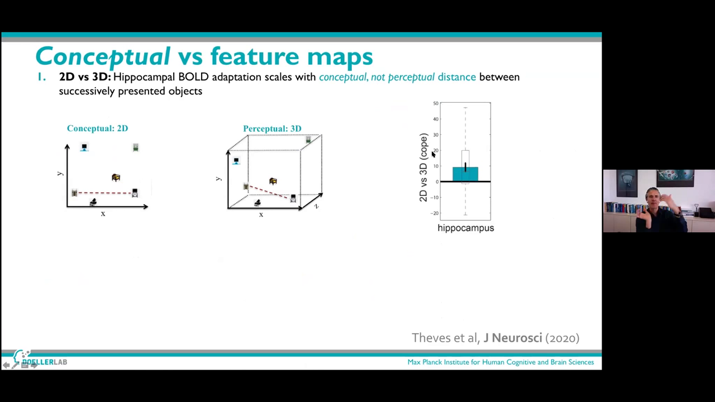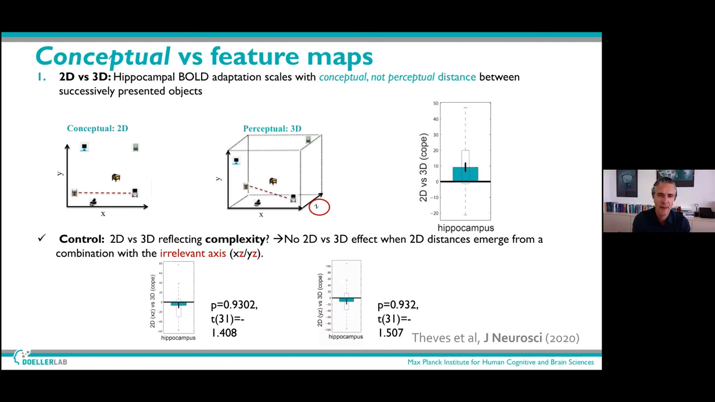Of course, you might wonder whether this effect is significant because the 3D representation is more complex and the 2D dimension is more simple. We did some controls for complexity. You can also define these two other two-dimensional spaces by combining one relevant dimension with the third, irrelevant dimension, and get different distance measures. And we don't see evidence that the hippocampus is sensitive to those distances.